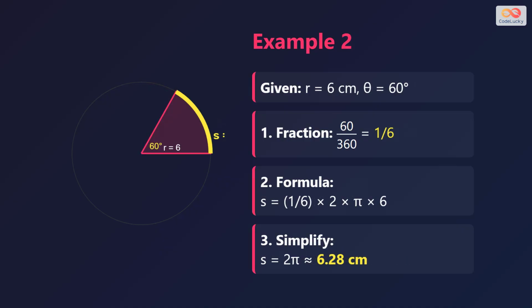Here is another example. The radius is 6 centimeters and the angle is 60 degrees. 60 over 360 simplifies to 1/6, so we take 1/6 of the total circumference. The 6's cancel out, leaving us with 2 pi, or approximately 6.28 centimeters.